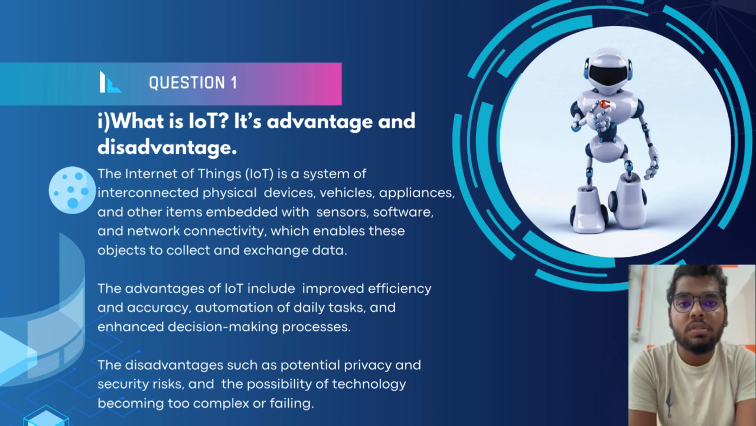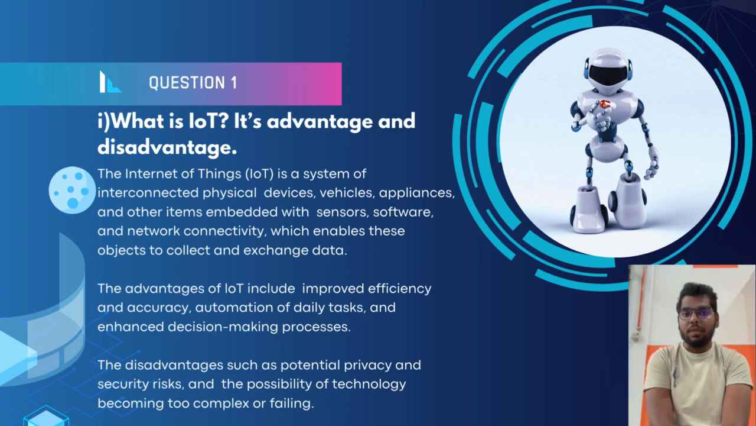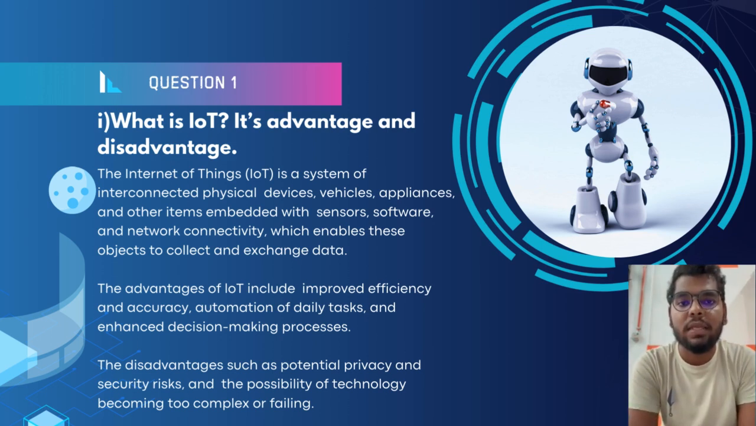And the second one is automation of daily tasks. Smart homes, automated maintenance, and other applications make daily life more convenient. So by using IoT, it may make your life more convenient because you may check all the results through your mobile phone. The third is enhanced decision making. Data-driven insight and predictive analytics enable better decision making and strategic planning. So it may give you better strategic planning by using IoT.